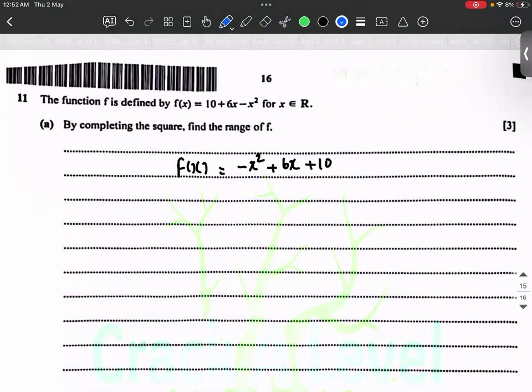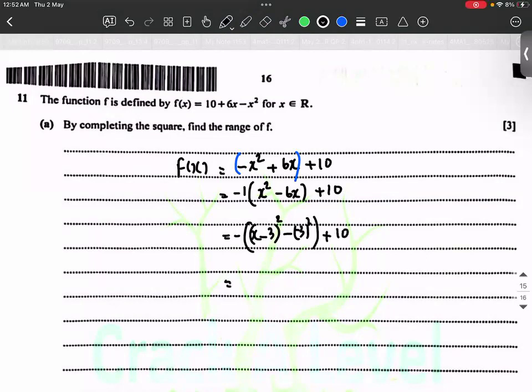For completing the square, make sure that the coefficient of x square is positive. Here this is negative, so I'm taking minus 1 common from these terms. Minus 1 times x square minus 6x plus 10. Now inside the bracket, I can complete the square. Minus 1 times x, half of the coefficient of x, minus 6, is 3. So x minus 3 whole square minus 3 whole square plus 10.